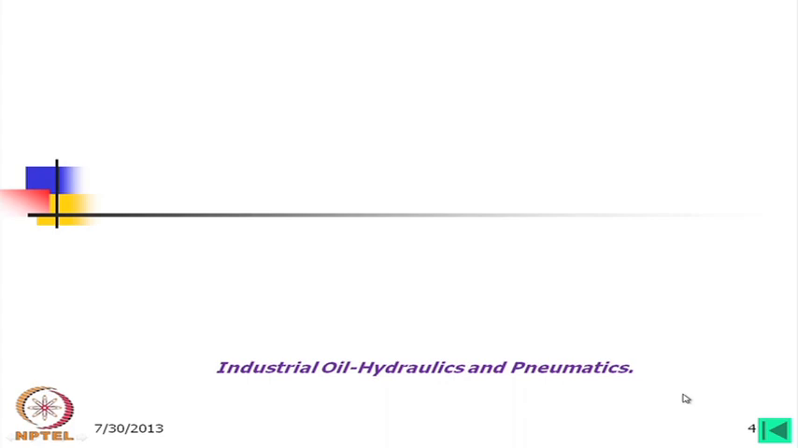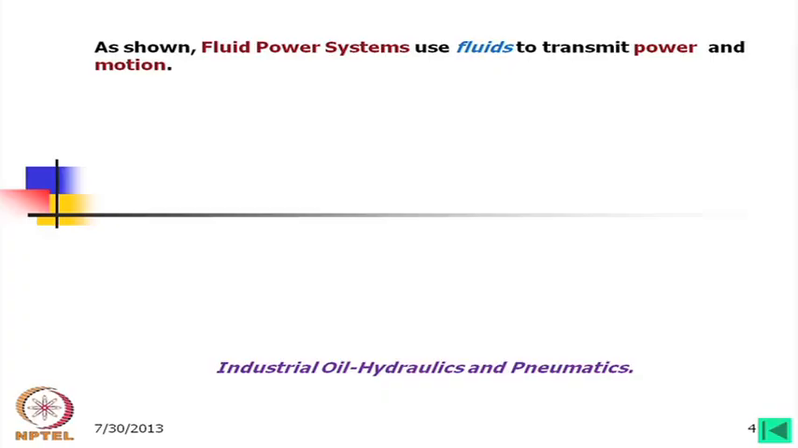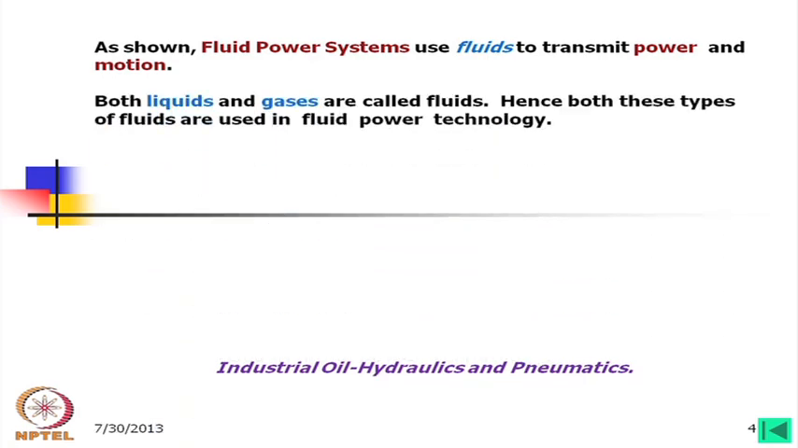Now, if we look into industrial oil hydraulics and pneumatics, why is it called like this? First of all, as shown in this diagram, fluid power systems use fluids to transmit power and motion, that we have seen. Both liquids and gases are called fluid. Hence, both these types of fluids are used in fluid power technology.